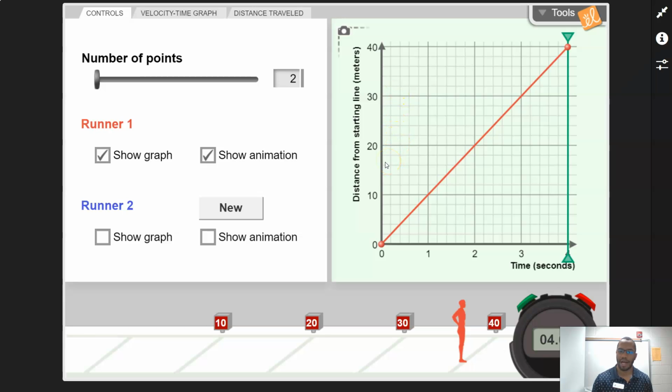And how long did it take? Let's take a look at our graph here. 4 seconds. Speed is distance divided by time. So 40 divided by 4 is going to give us 10 meters per second.